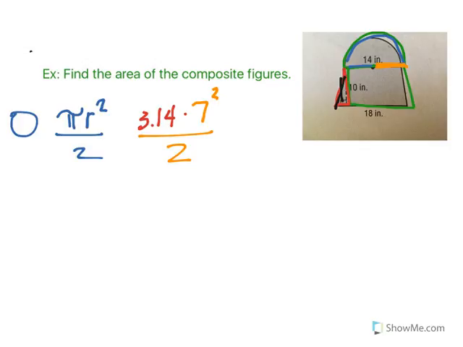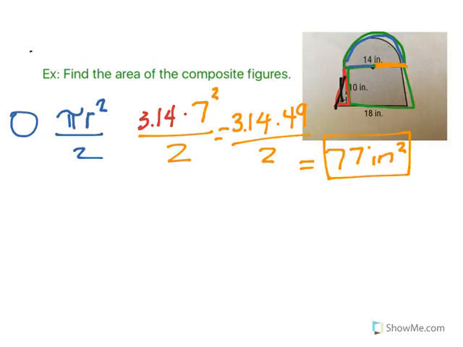Now we're just solving this formula. What I can do is follow the order of operations. So I'm going to do 3.14 times, 7 to the second power is 49, and then all that divided by 2. When we solve that out, it's going to be about 77 inches to the second power. I'm going to keep that to the side. So that's my semicircle.